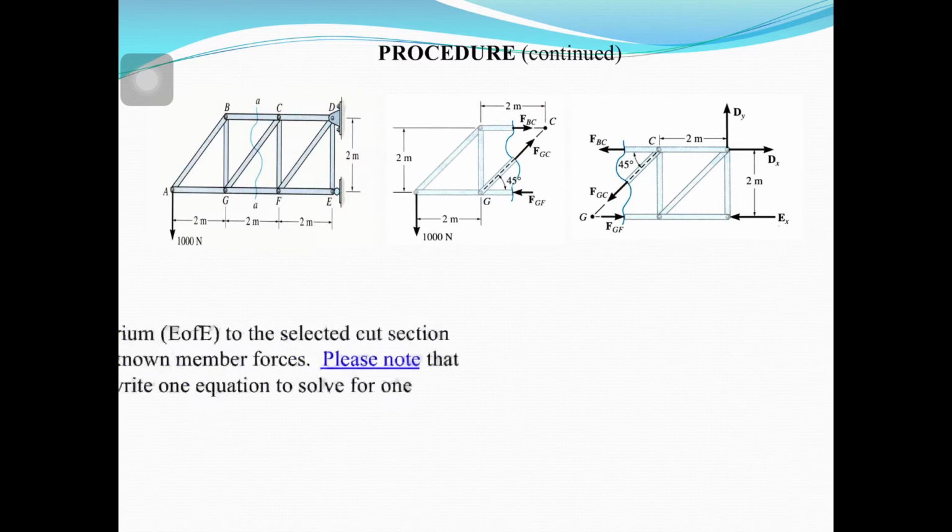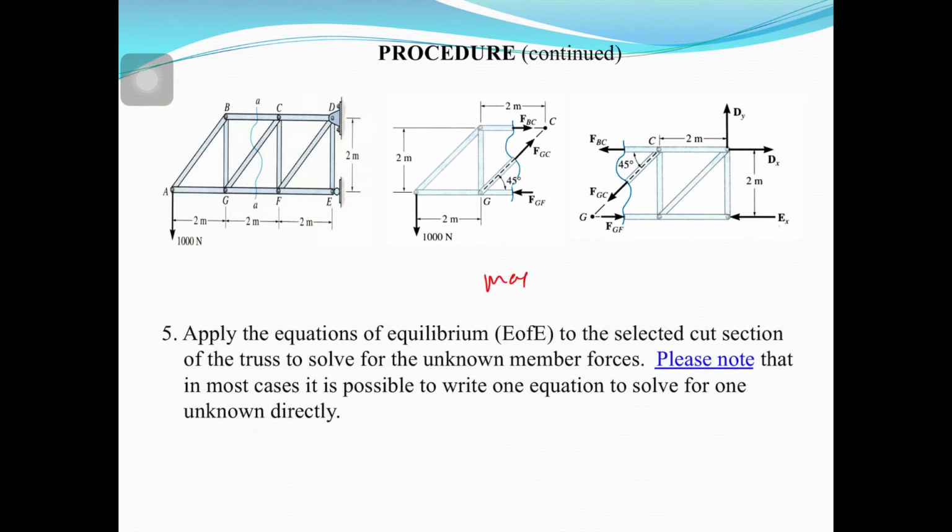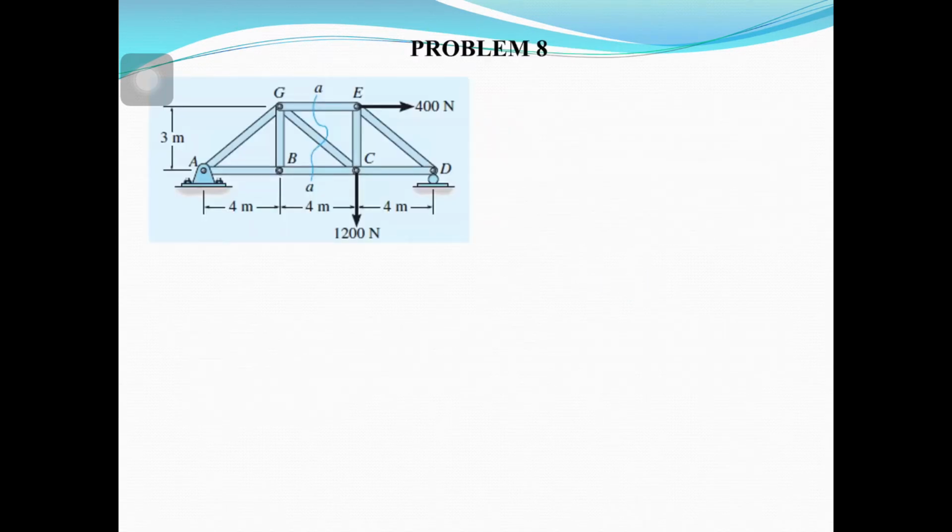Number 5, apply the equations of equilibrium like I said just now. Choose the member with a maximum of 3 unknowns. Maximum 3 unknowns. Okay, let's go to the problem. Example.